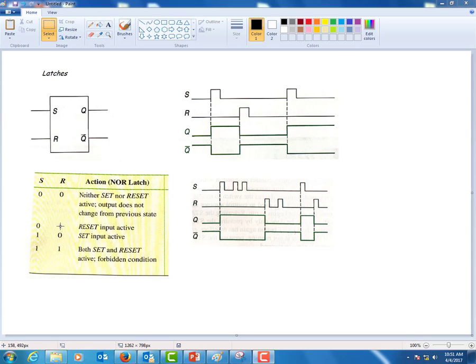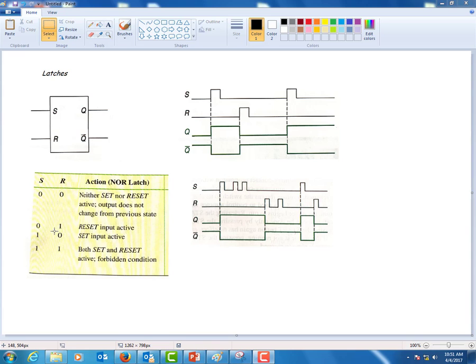Now in this case, when R turns to a 1, you put a pulse with a 1 there, the reset input is active. In that case, Q drops to low and Q bar goes to high. These two are opposite of each other. Further, I'm just going to talk about Q, not Q bar, but just realize if Q is high, Q bar is low. If Q is low, Q bar is high. So in the reset condition, Q is low.